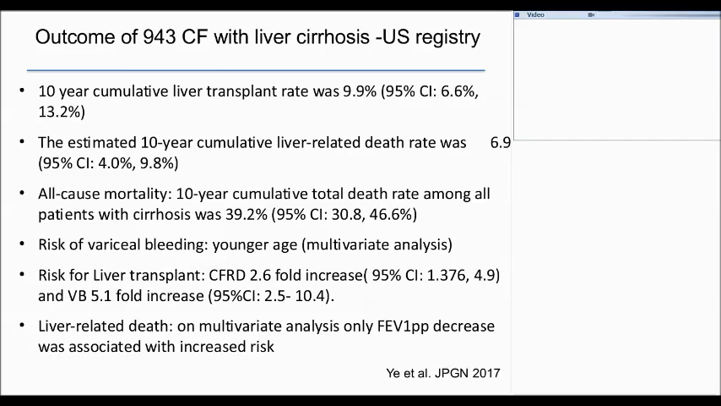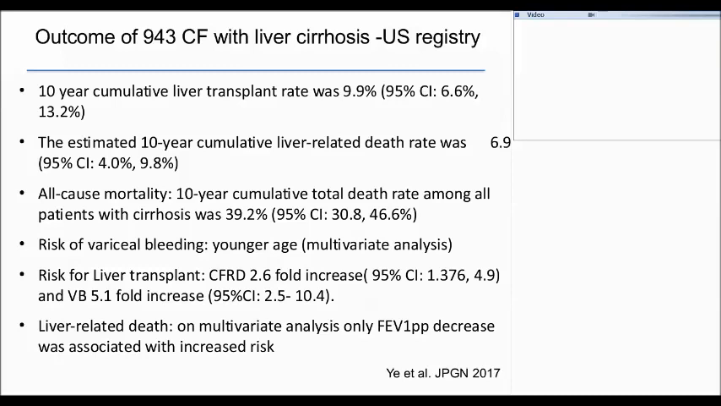They found that the 10-year cumulative liver transplant rate was about 10%. The liver-related death rate was 7%. But the all-cause mortality, so people dying of not only liver problems but other complications of CF, in that same cohort was 40%. There's only 7% liver-related death compared to 40% overall cumulative death rate.